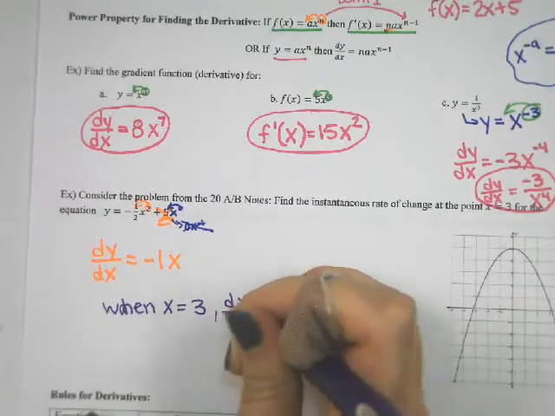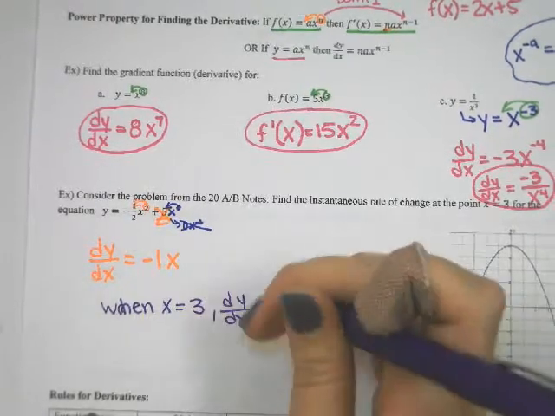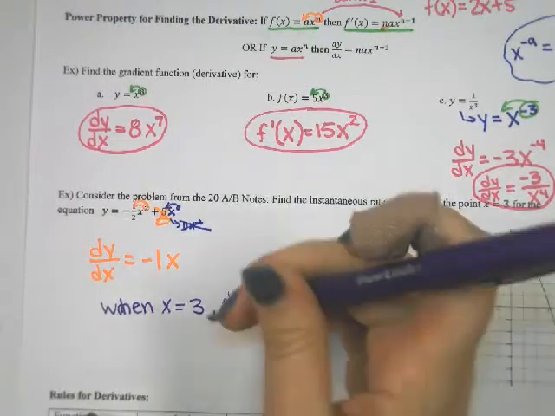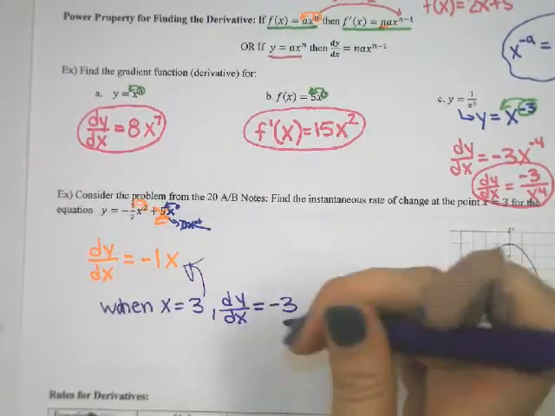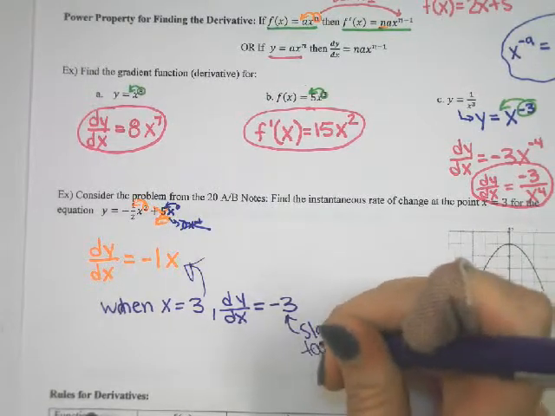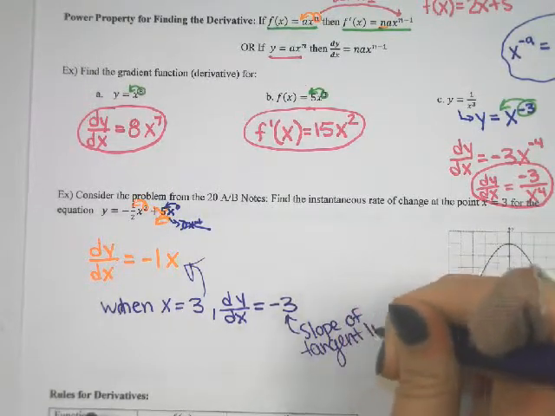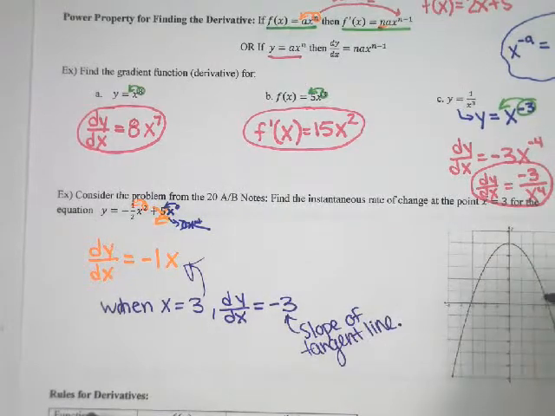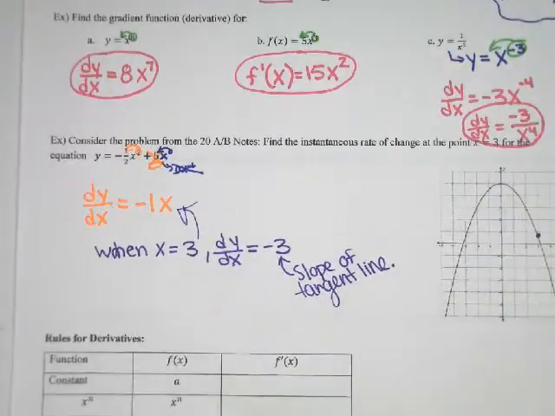At that point, our derivative, dy/dx, is -1 times 3, which is -3, if you plug it in. So this is the slope of the tangent line, or the instantaneous rate of change at that point.